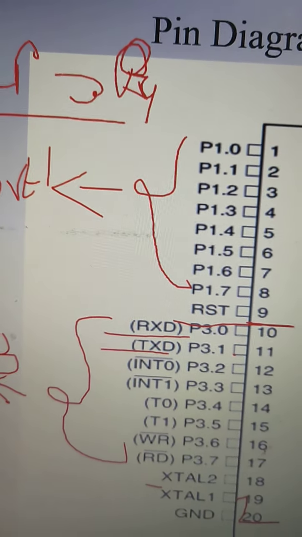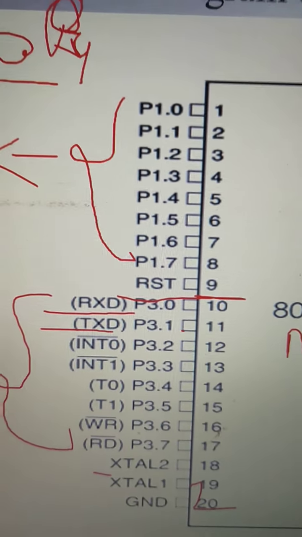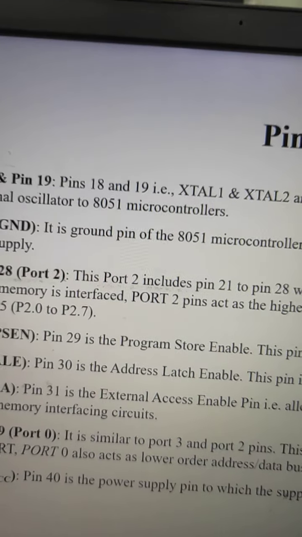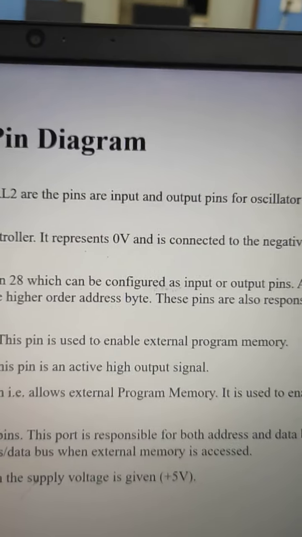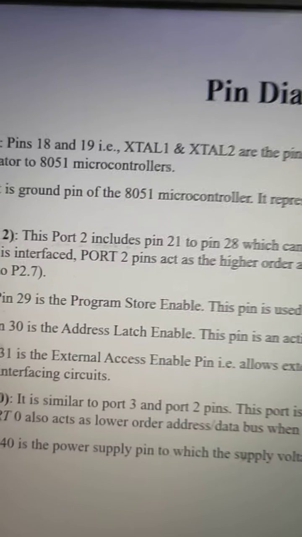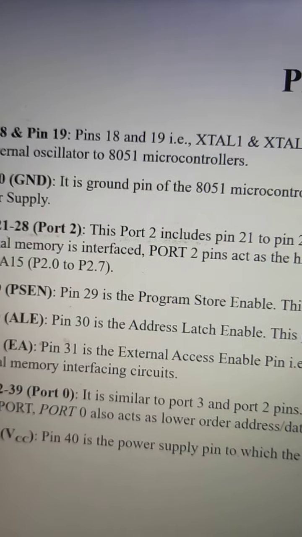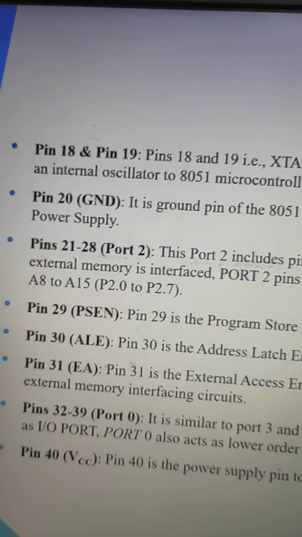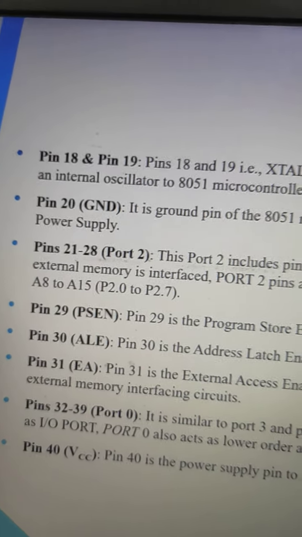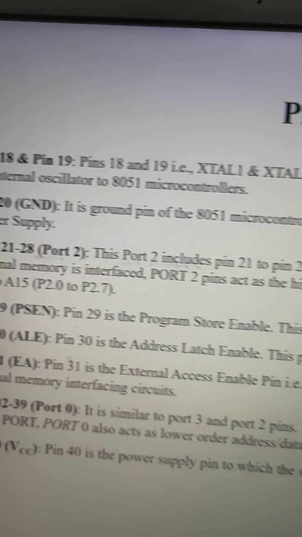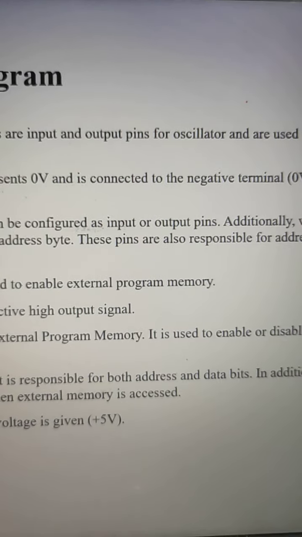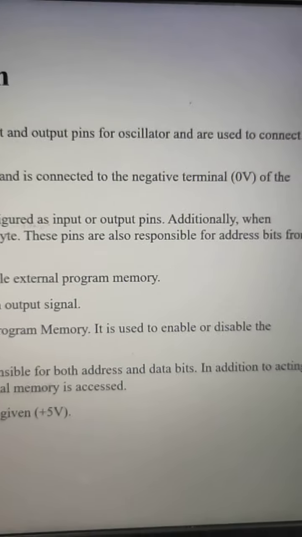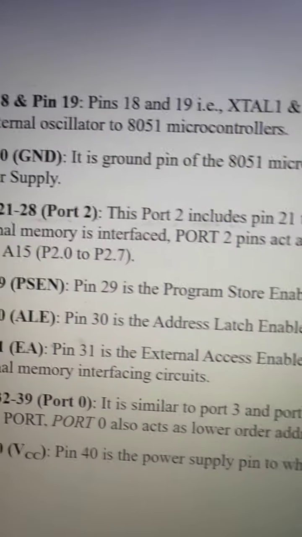Okay, and finally 18 and 19 are meant for the crystal oscillators, we can say. These pins are input and output pins for the oscillators, and they are used for the internal oscillator circuit for the 8051 microcontrollers. And finally pin 20, it is a ground pin. It represents zero voltage, 0 volts, and it is connected to the negative terminal of the power supply.